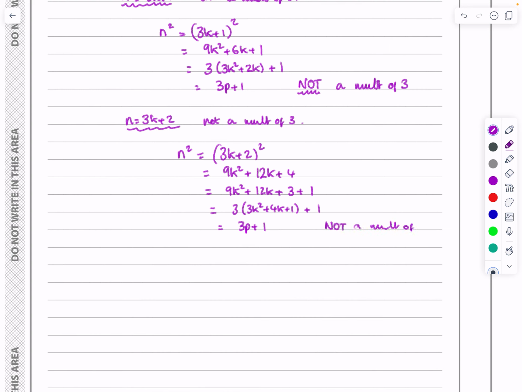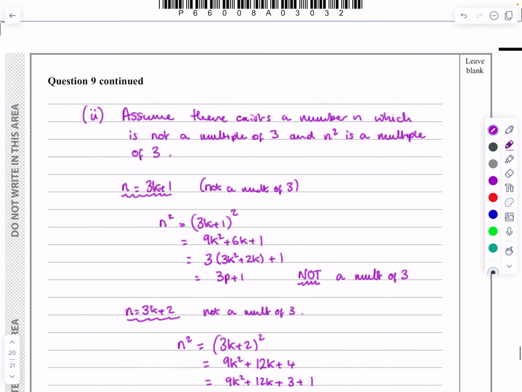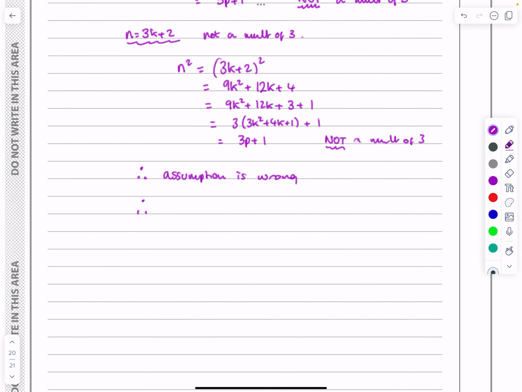So I've tried to assume something, and I've now shown that my assumption doesn't work. So I'm now saying, therefore, my assumption is wrong. And if my assumption is wrong, I can then go back to the original thing. So go back and see the language up there, and we're going to say, therefore, if n squared is a multiple of 3, then n has to be a multiple. Then n is a multiple of 3.